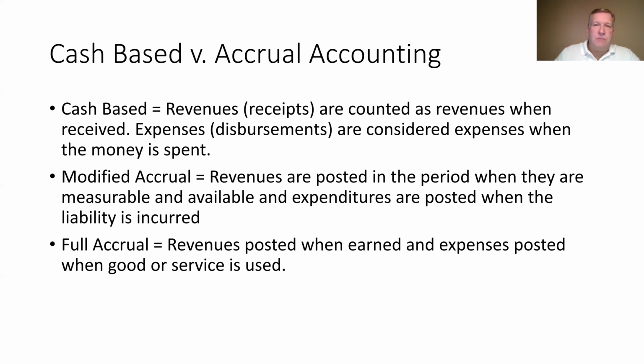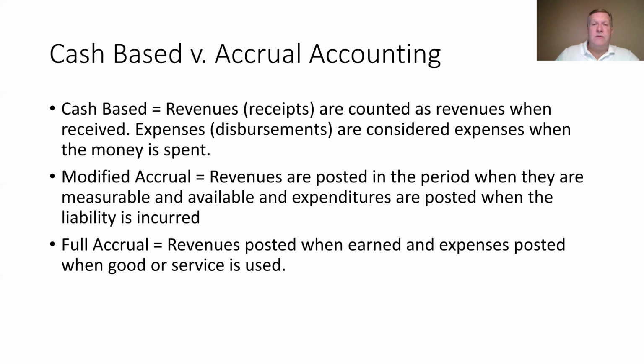So let's start with cash-based. That's the simplest type of accounting. In a cash-based system of accounting, it's probably very similar to what we do in our private lives. We consider revenues as revenues when we get them. So whenever your check goes into your checking account, you consider it as revenue at that point in time. So revenue is revenue when you receive it.